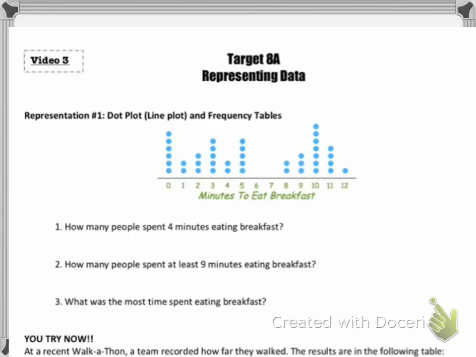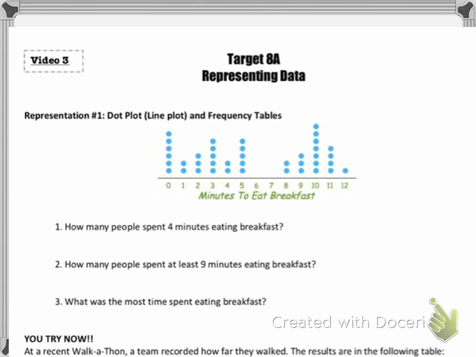All right, so in video 3, we're going to talk about how do we represent data. There are 3 different ways in this video that we're going to look at representing data: first dot plots, then bar graphs and histograms. A dot plot is really great for frequency, like how often is something happening.